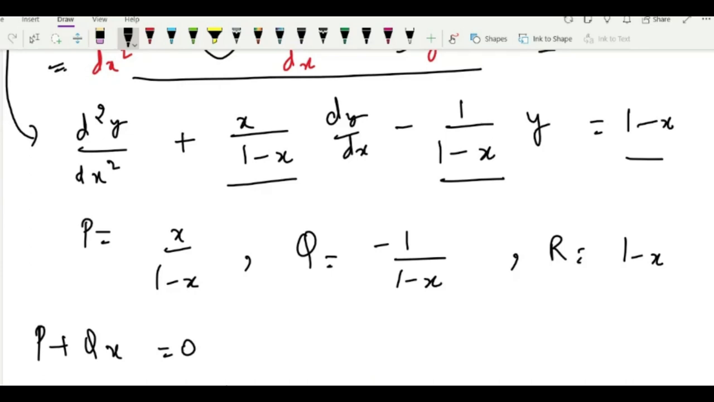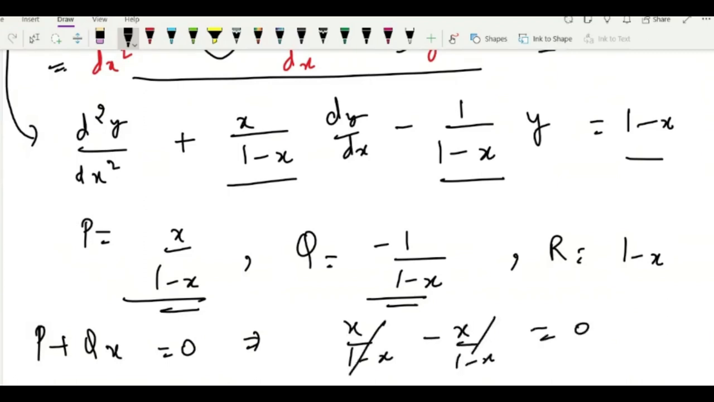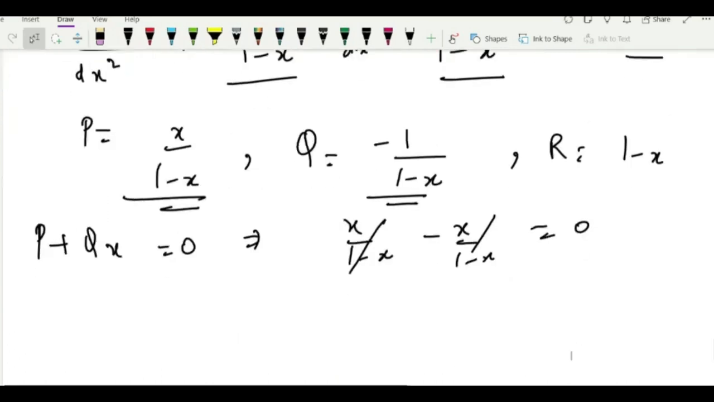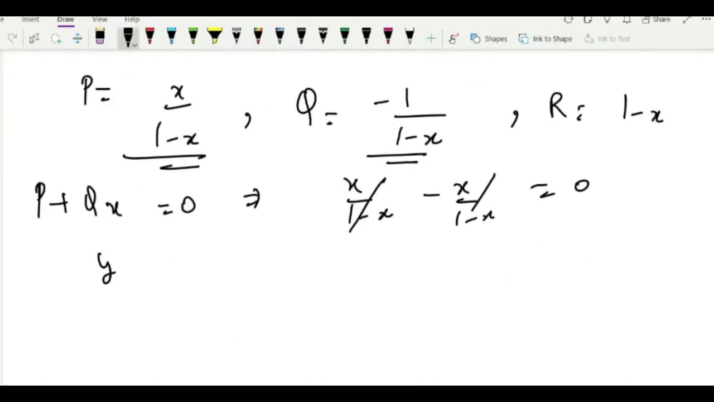You can see from here, we have p plus q into x. If you do q into x minus x, 1 minus x, this will cancel out and become 0. So here we have y is equal to x as a part of CF. So I can take an independent solution of CF as x. I can take y1 as x.